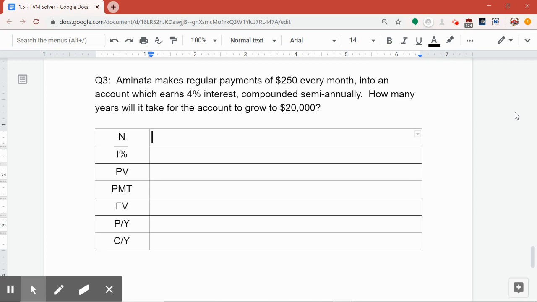Final problem. Aminata makes regular payments of $250 every month into an account which earns 4% interest, compounded semi-annually. How many years will it take the account to grow to $20,000? Okay, 4% interest, compounded semi-annually, so that's 2 times per year. So 2 because it's compounded semi-annually.